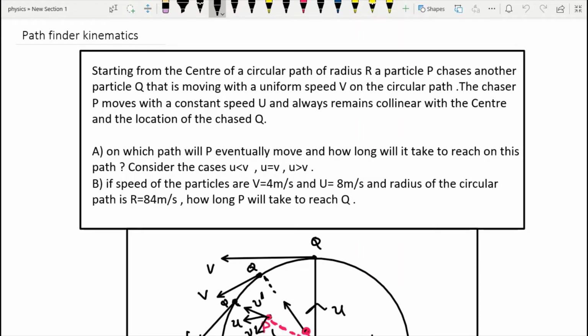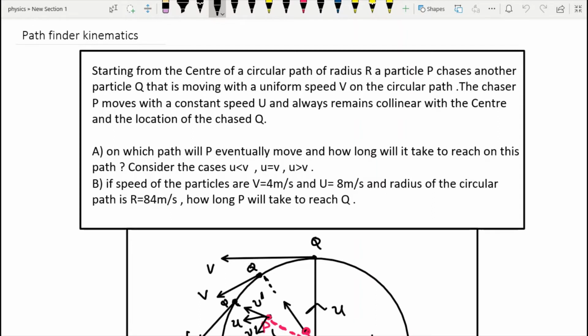Starting from the center of a circular path of radius capital R, a particle P chases another particle Q that is moving with a uniform speed V on the circular path. The chaser P moves with a constant speed U and always remains collinear with the center and the location of the chased Q. On which path will P eventually move, and how long will it take to reach this path? Consider the cases u less than v, u equal to v, u greater than v.